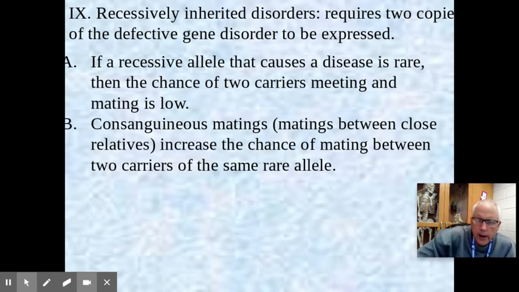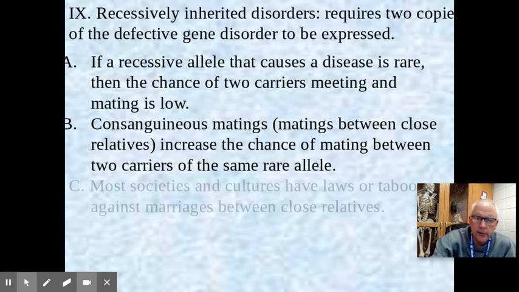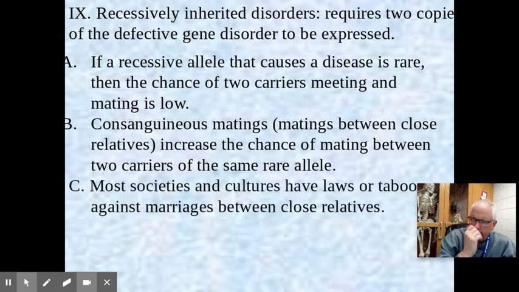Unfortunately, I don't know if you remember this from Bio 1 days, but I showed how hemophilia actually came from the royal family, and the reason it came through the royal family back in the day is because of the consanguineous matings. That's a mouthful, by the way, which simply means matings between close relatives. Okay. That's why we don't like to do that, because it increases the chance of passing diseases on. And most societies and cultures have laws, or it's just taboo.